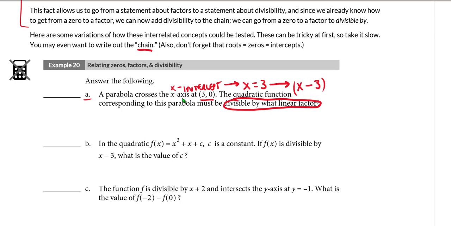So we know that if this parabola crosses the x-axis at (3, 0), x equals 3 is a root, or 0, and x minus 3 is a factor of this polynomial, and therefore this polynomial must be divisible by x minus 3 if x minus 3 is a factor of the polynomial.